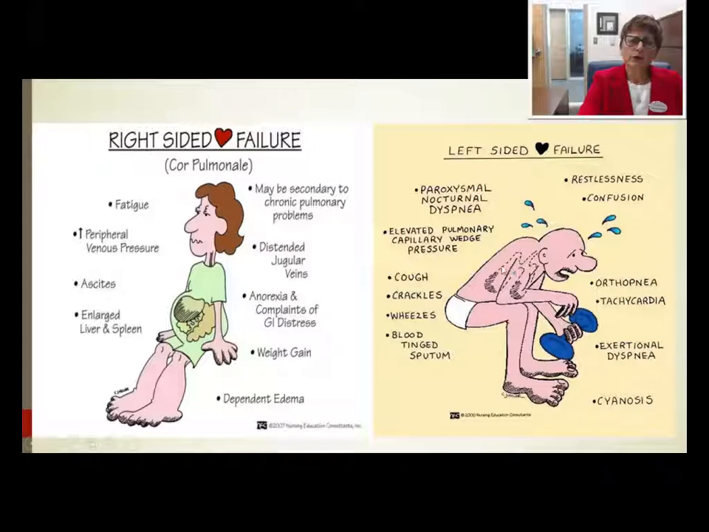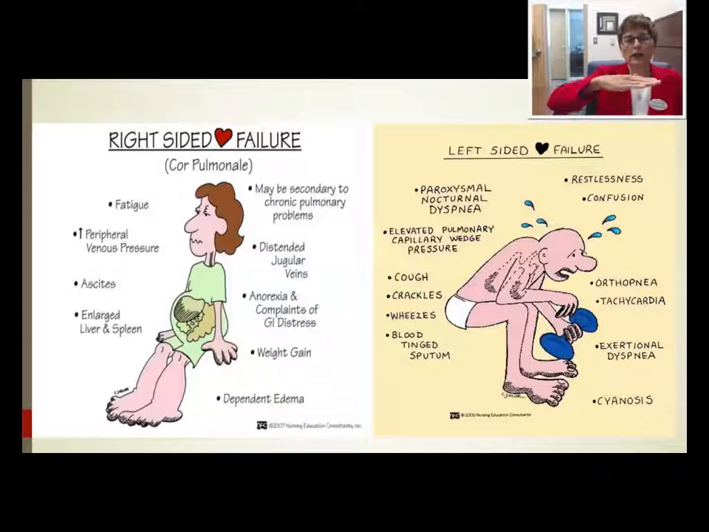pleural effusions, so the fluid can be inside the lungs, which is pulmonary edema, or it can be in that lung sac, which is pleural effusions. And so they are going to get symptoms of anything related to the lungs: crackles, cough, wheezes. If they have blood-tinged sputum, they're very, very sick. And if they're having lung issues, they're not getting enough oxygen, so they may be restless and confused.